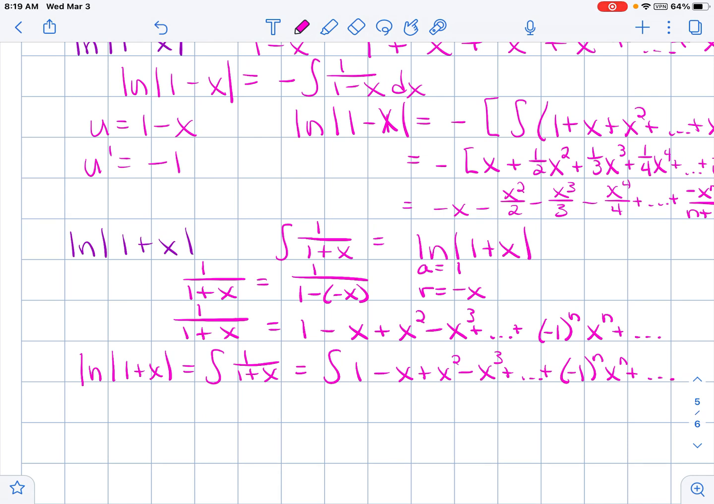All right, if we write the antiderivative of this, then I end up with x minus 1/2 x squared, or x squared over 2, plus 1/3 x cubed, minus 1/4 x to the 4th. So notice that our negative 1 to the n didn't change. That was just a constant. That was a coefficient. But the x to the n did. This is 1 degree higher.